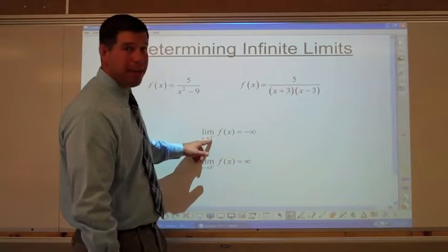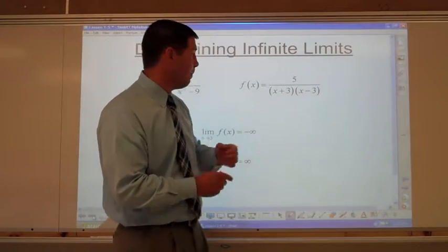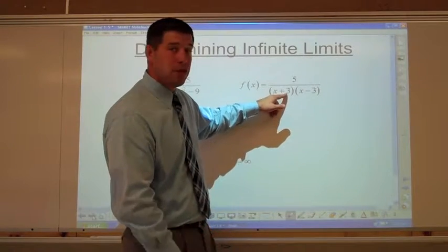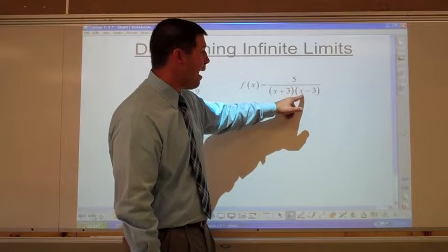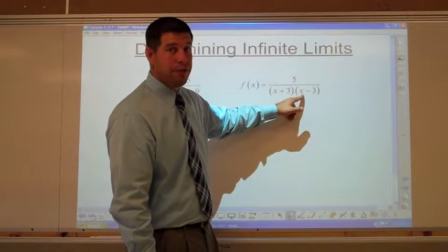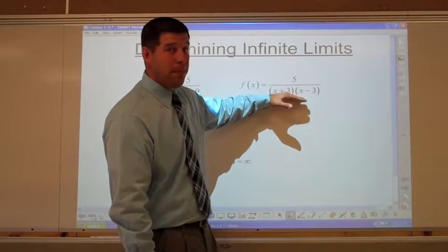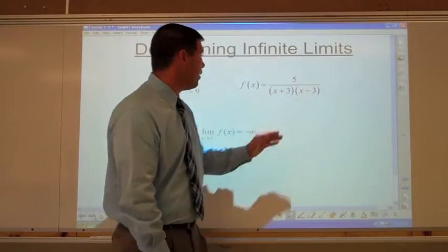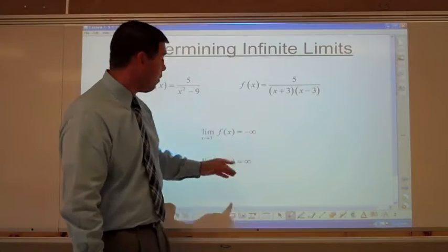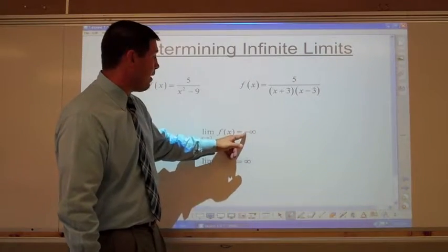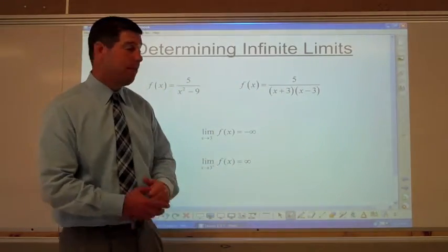So if I take 3 from the left, I'm going to plug in like 2.9. Well, 2.9 plus 3 is going to be positive. 2.9 minus 3 is going to be a little bit negative. So this is going to be a positive number over a negative number. So from the left side, I know I'm going to infinity because it's an asymptote, and I know I'm going to negative infinity because it's a positive over a negative.